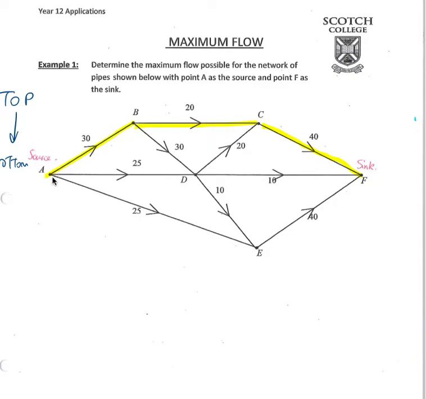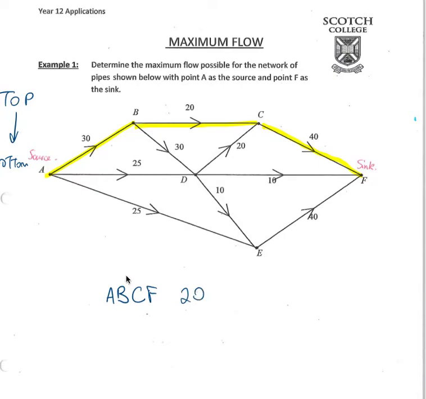So let's redo this again. We have to push 20 through here. 20 is fine, 20 can get through there, and 20 can get to there. So we've pushed 20 liters from the source to the sink without busting any of our pipes. How do we show this? Well, using a systematic approach, the highlighted path is A, B, C, F. Then we write out what the capacity was, 20.